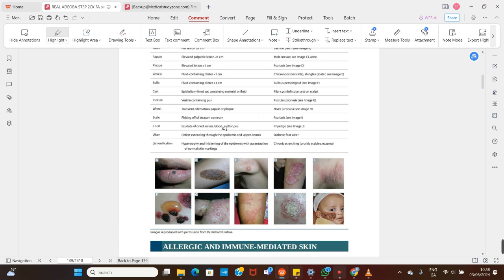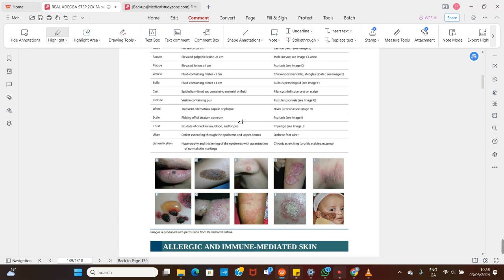Wheals. So wheals are just like transient edematous papules or plaques. So elevated lesions, less than 1 cm, papule, greater than 1 cm, plaque, that are swollen, but they are transient. So within like 24 to 48 hours, they disappear. That is a wheal, and it is usually due to dermal edema. So when you have leakage of fluid from the vessels into the dermis, right? That is what brings about the wheal.